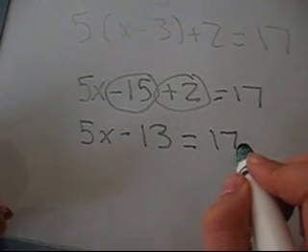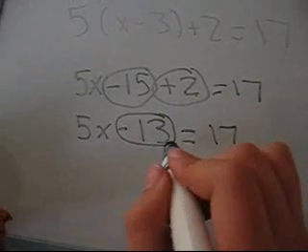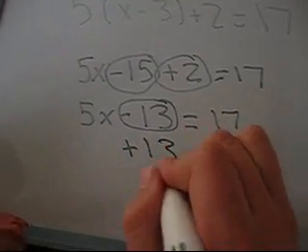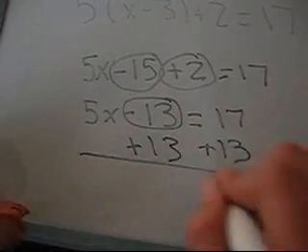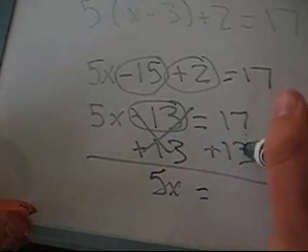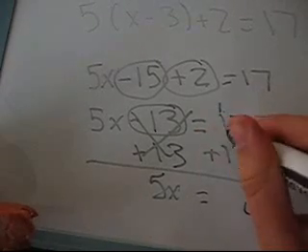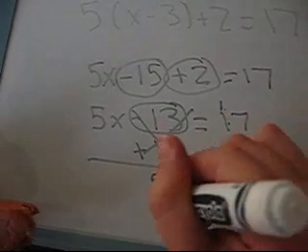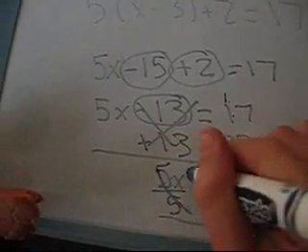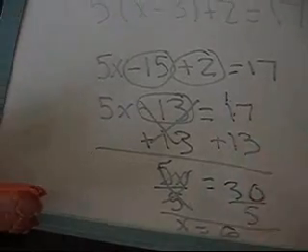Then what you do is find the floater number like we talked about before, which is negative 13. Excuse me. Okay, so we have plus 13, plus 13. Those cancel out. You're left with 5x equals 17 plus 13, which is 30. Divided by 5, divided by 5. You're left with x equals 6.